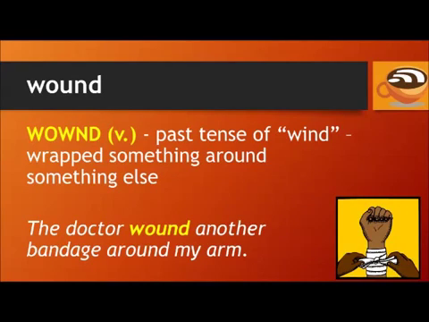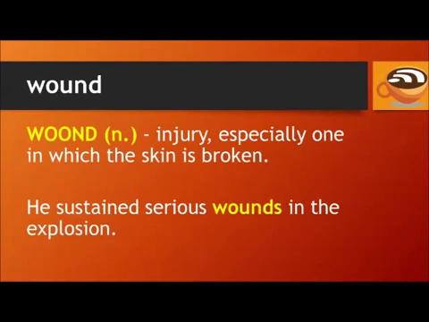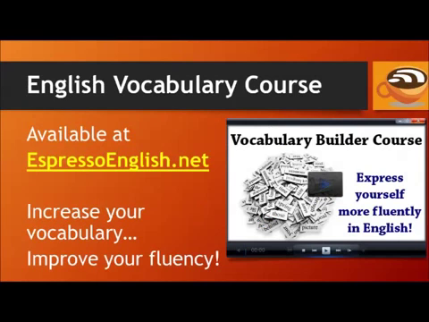Wound is the past tense of wind, meaning wrapped something around something else. For example, the doctor wound another bandage around my arm. Wound means an injury, especially one in which the skin is broken. For example, he sustained serious wounds in the explosion.